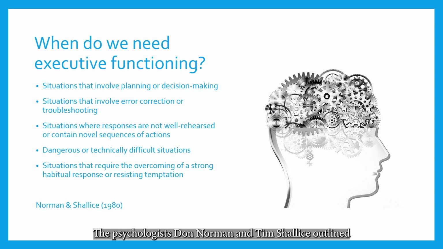The psychologists Don Norman and Tim Shallice outlined 5 types of situations in which humans need to activate their executive functions. So first, situations that involve planning or decision making. You may need to be considering what actions to take to accomplish a goal, what the potential benefits and risks of those actions may be, and then what steps you need to take to actually carry out those actions.